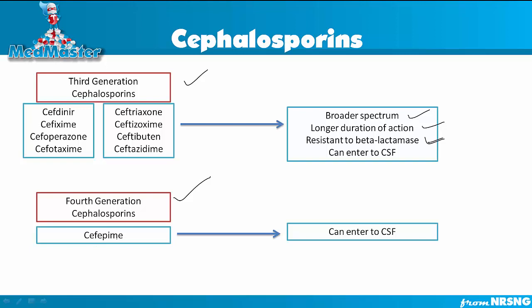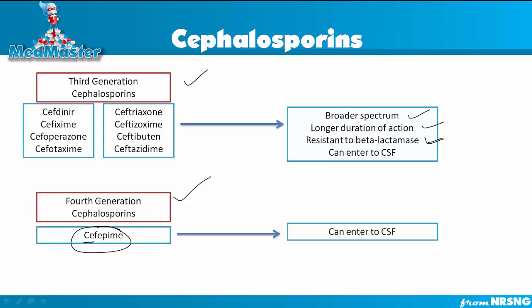And this is a fourth generation. I have seen this one used very, very often in the neuro ICU because it has even fewer side effects compared to the third generation, and it can enter the CSF. So these are all examples of cephalosporin. There are a lot, but an easy way to remember is that they pretty much all have cef at the beginning.